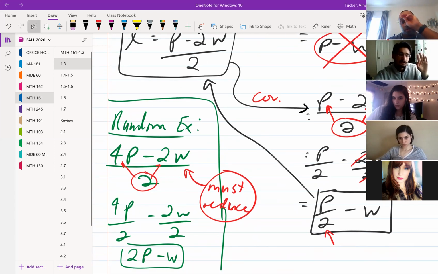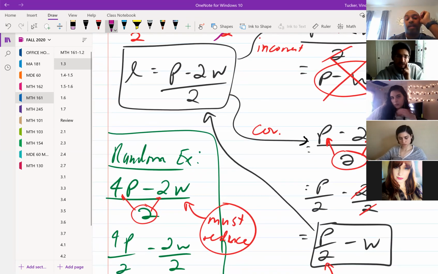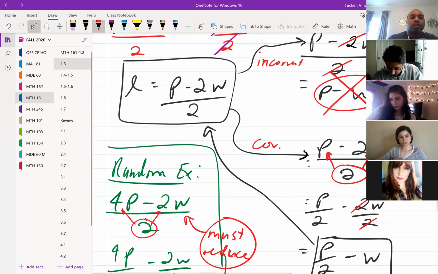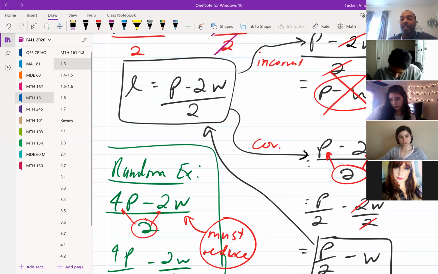What if we just leave it as L equals P minus 2W over 2? That is fine. We don't have to go the extra step. But I know people have done this in the past, so I'm just trying to prevent errors. Like your classmate just mentioned, this answer is fine. But I know people have seen that 2 in the top and the bottom, and they want to go here. And so I'm just trying to prevent that from occurring.